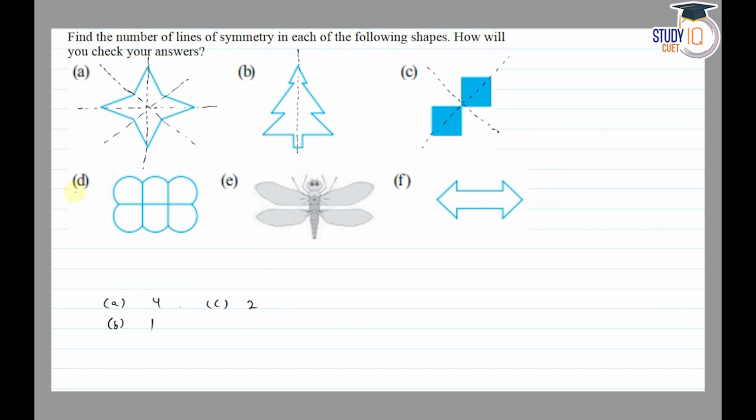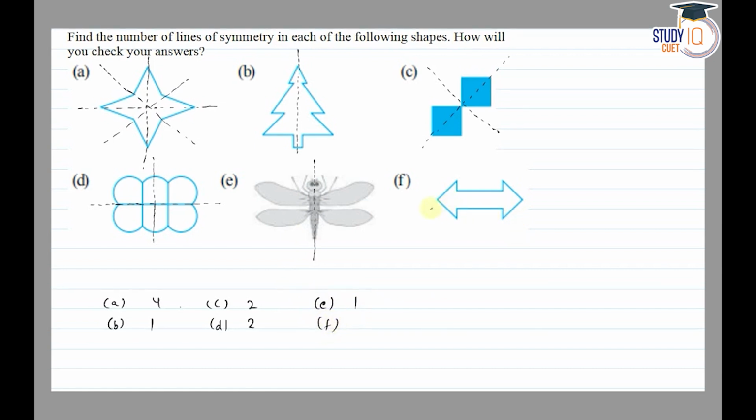In figure D, this figure is symmetric about a horizontal line and a vertical line. So here two lines of symmetry are available. In part E, this shape is symmetric about a vertical line. So in part E, there is one line of symmetry.